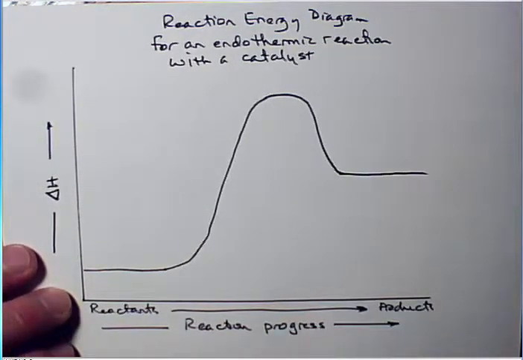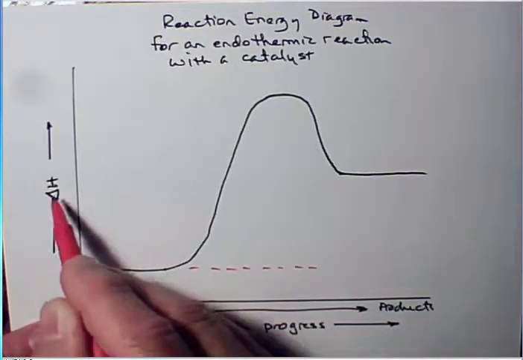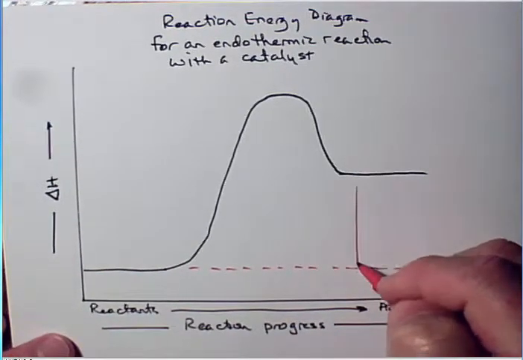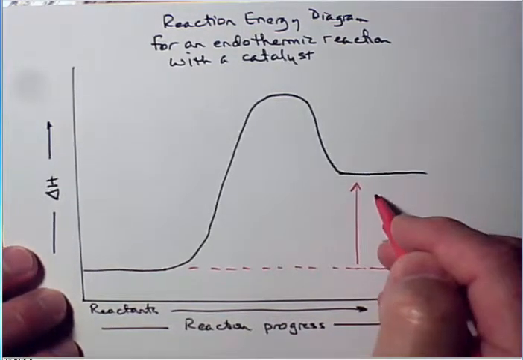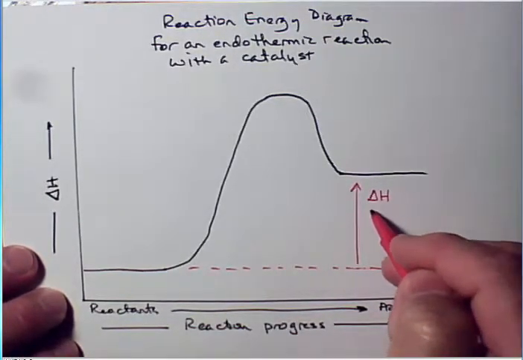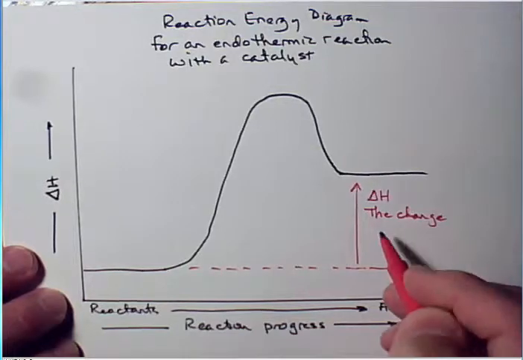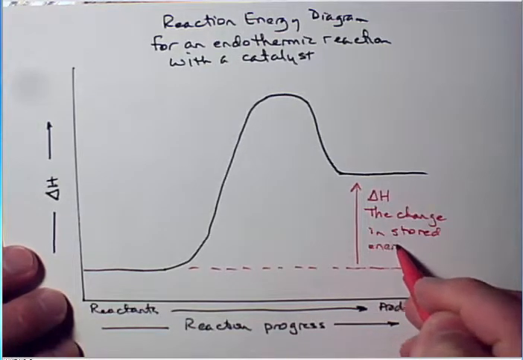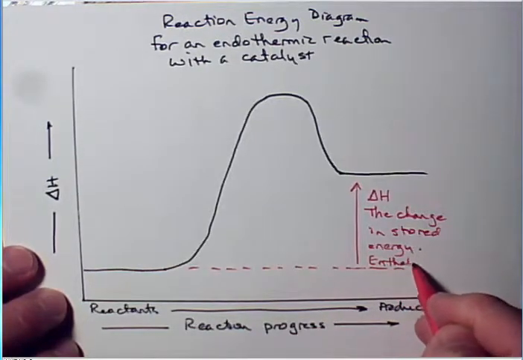The difference between the starting amount of stored energy, remember we're talking about delta H as being stored energy, but in fact, it's more than that. We're just kind of simplifying it for high school chemistry. So delta H is what this is. You might also call it the change in stored energy, but you need to label it somehow. You might also label it as enthalpy in the system or something.